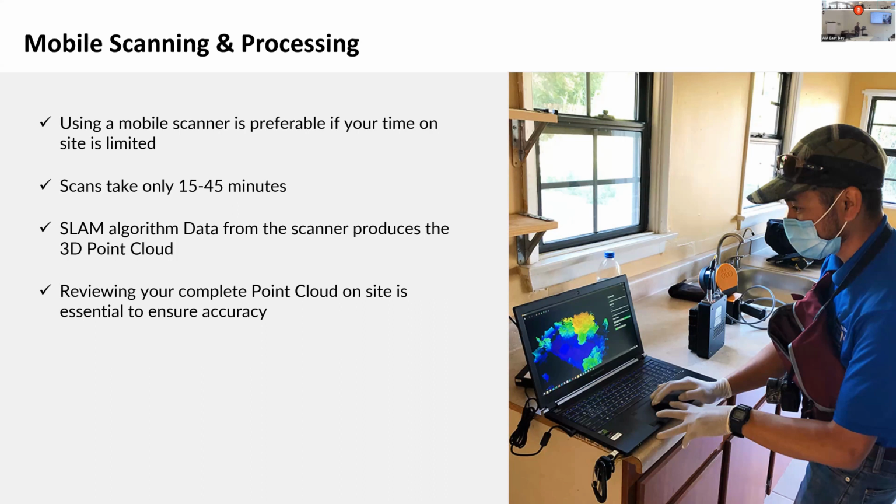Once the scan's complete, you need the SLAM algorithm, which interprets all that measurement and movement from the scanner to produce a 3D point cloud. After that point cloud is generated, there's time needed on site to review it to ensure accuracy. Most errors in scanning or processing can be spotted really quickly. You'll be able to see ghosting or duplications fairly quickly. But there are some slight variations that we want to verify on site.